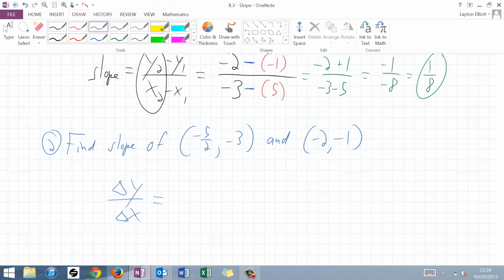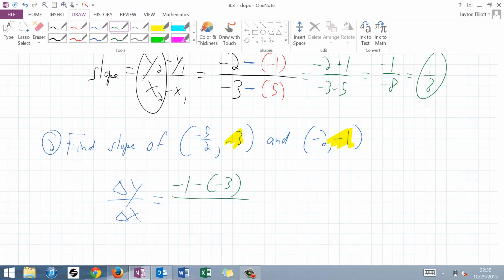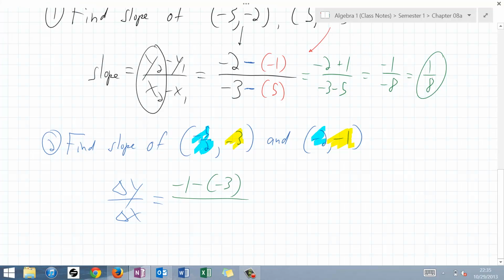Then I'm going to pull the highlighter tool and highlight the second one. The y's. Those should come first. And then I'm going to make sure I do these in order. So let's do the second one now. I'm going to do -1, then minus a -3 over. Now I'm going to do the x's, and I'm going to do them in the same order that I just did the y's. So the second one first, -2 minus a -5/2.